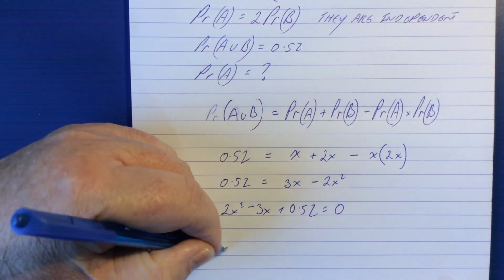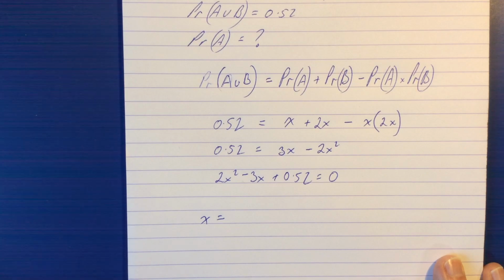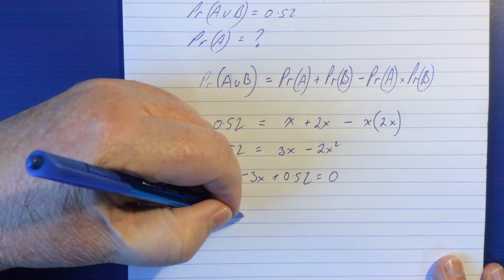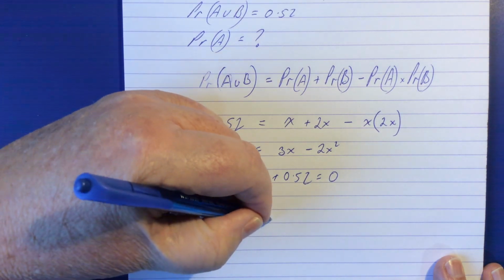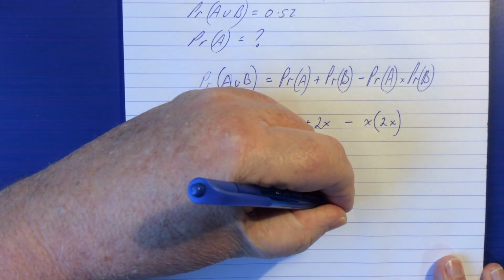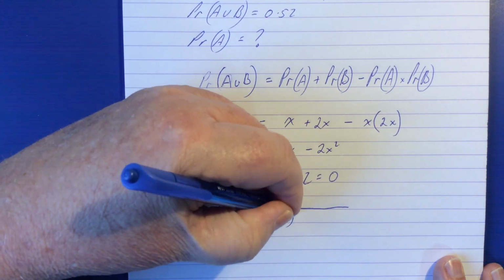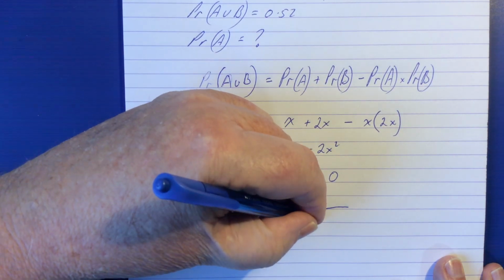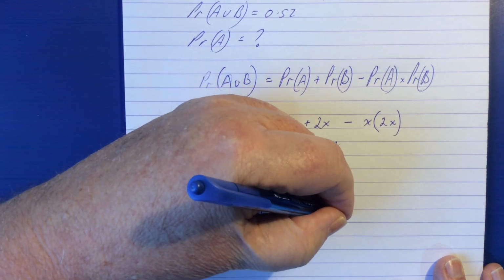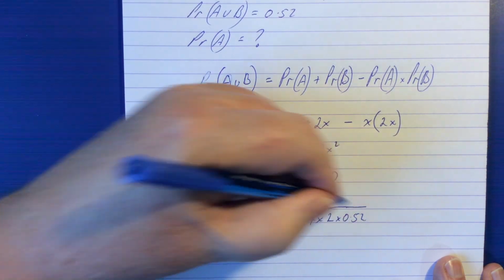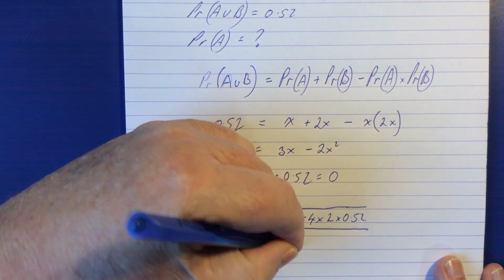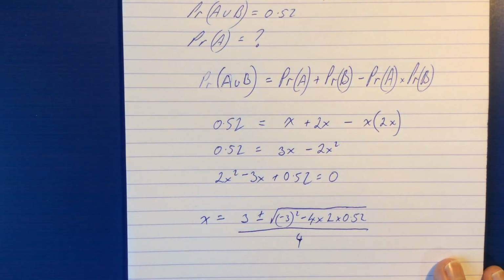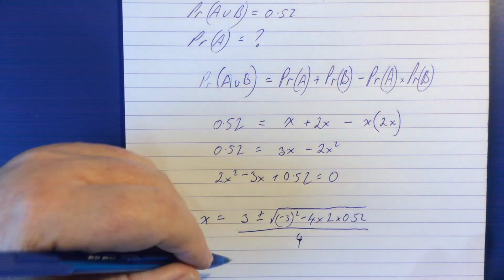So that gives me x equals 3 plus or minus the square root of -3 squared minus 4 times 2 times 0.52, all over, what is a? It is 2, so 2 times a, 4. Now, if I start tidying that up, what I get is the following.